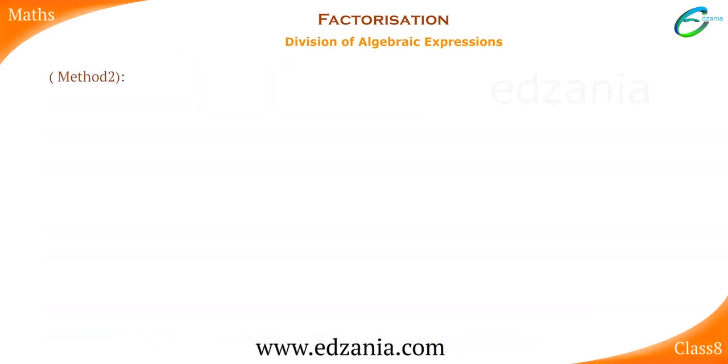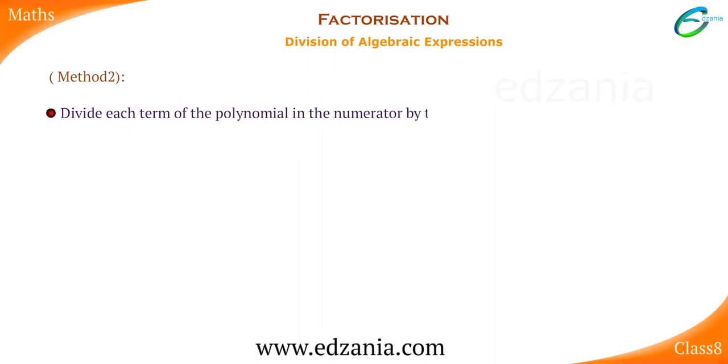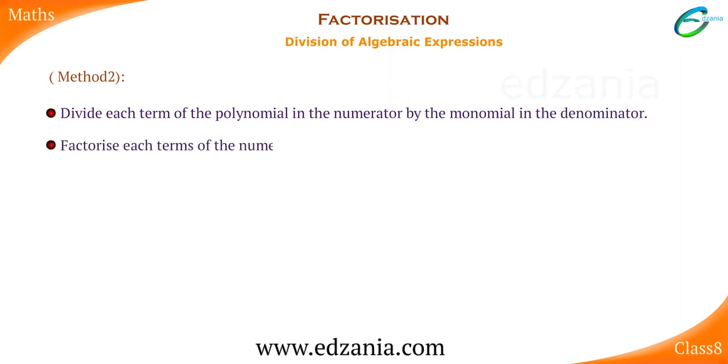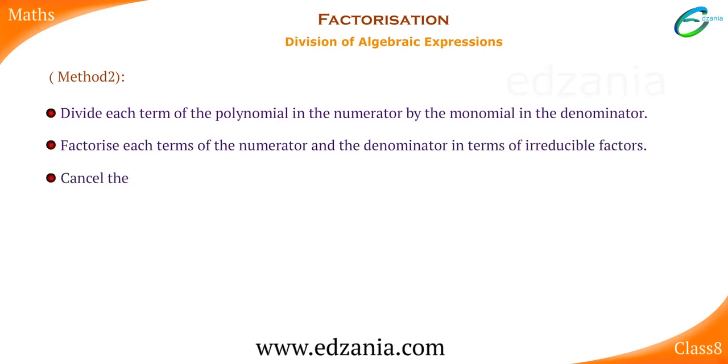Method 2: divide each term of the polynomial in the numerator by the monomial in the denominator. Factorize each term of the numerator and the denominator in terms of irreducible factors. Cancel the common term and simplify the remaining terms.